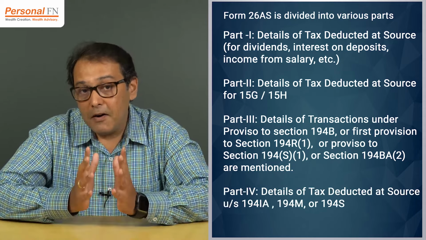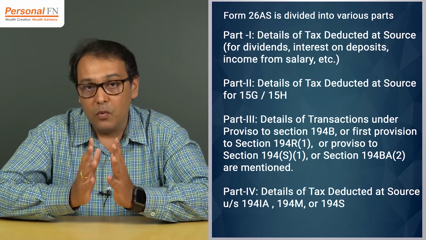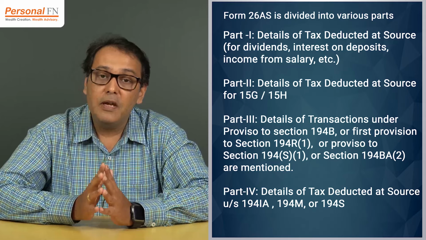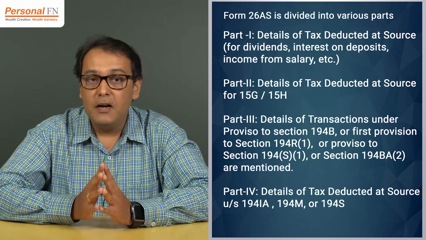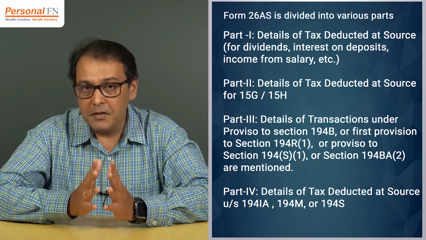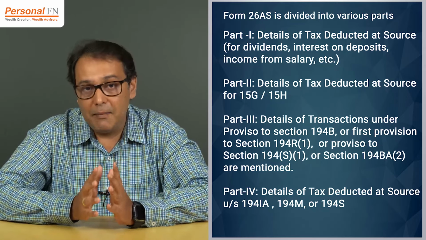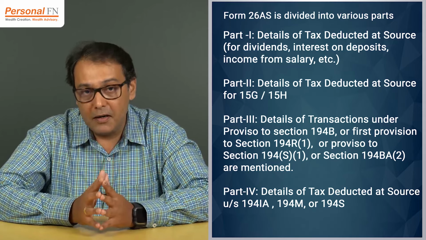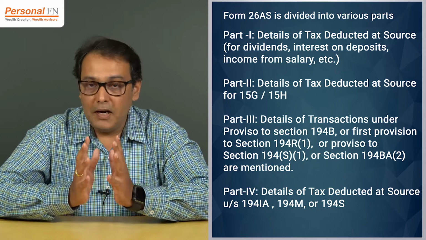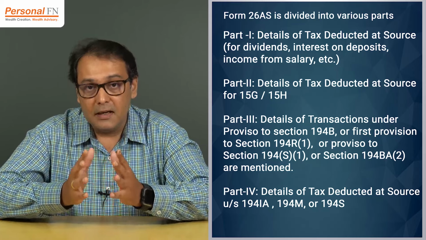Part 4, details of tax deducted at source under 194-IA, that is sale of immovable property, or 194-IB, that is payment of rent by certain individuals or Hindu undivided family, or 194M, that is payment to resident contractors and professionals, or 194S, that is TDS on transfer of virtual digital asset, are cited.